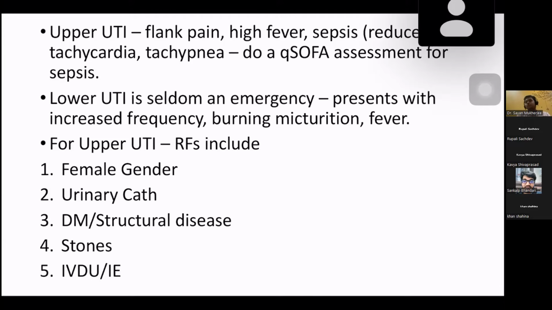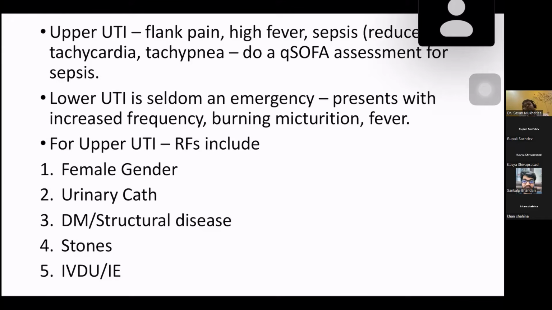So there's something called qSOFA. It's very simple, actually. You just see three things. You see their respiratory rate. Is it more than 22? You see their mental status. Are they confused? And you check their blood pressure. Is it less than 100? If the answer to any of these things is yes, then there's a chance that he's going into sepsis. So you'll escalate the treatment accordingly. So yeah, I just include this because it's important to recognize sepsis early for effective management. So you must do a qSOFA whenever you suspect sepsis in any pathology, be it a respiratory sepsis or a urosepsis.